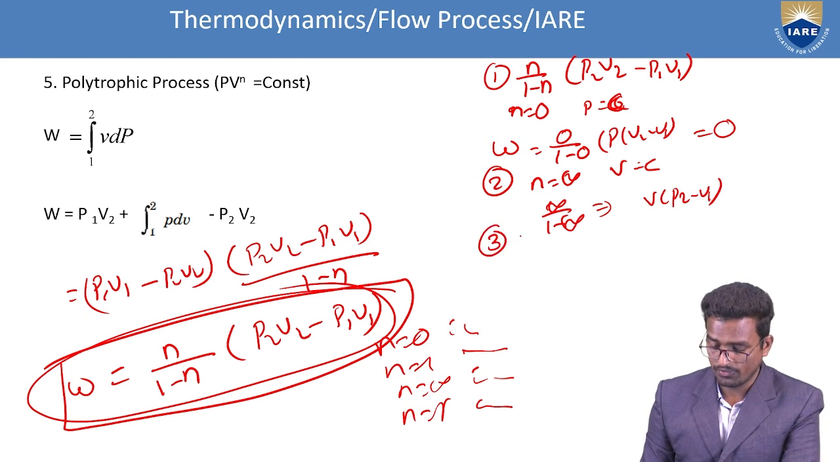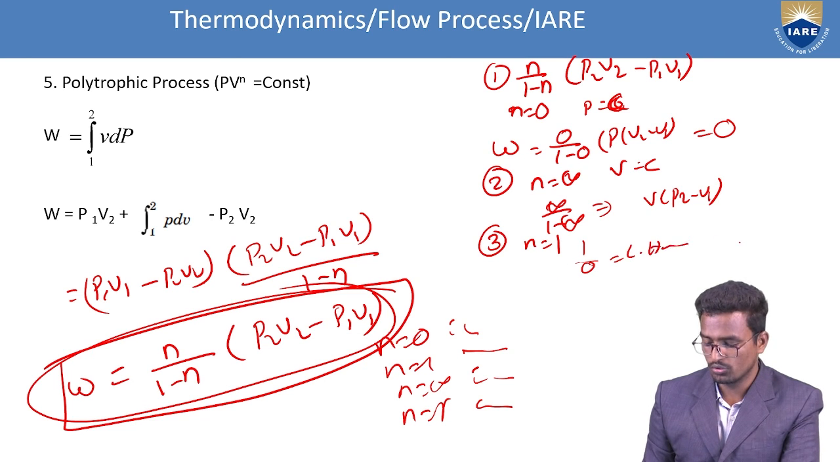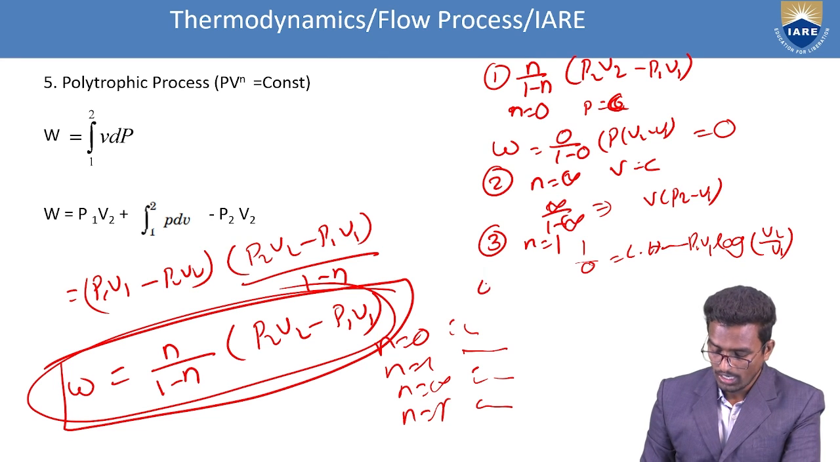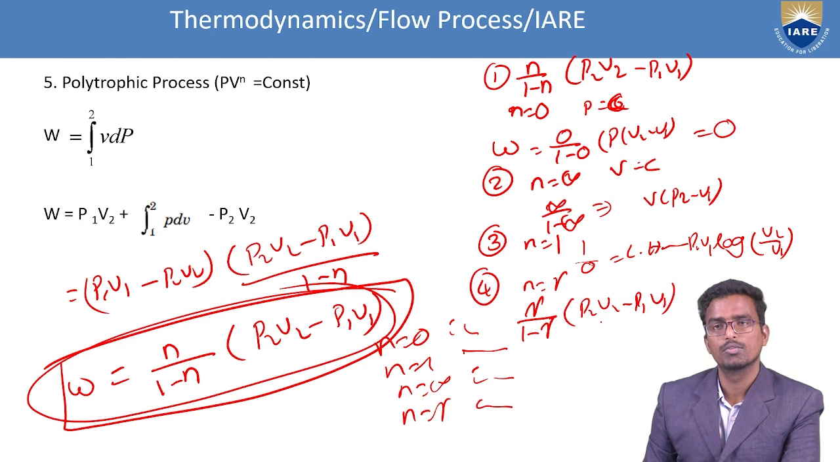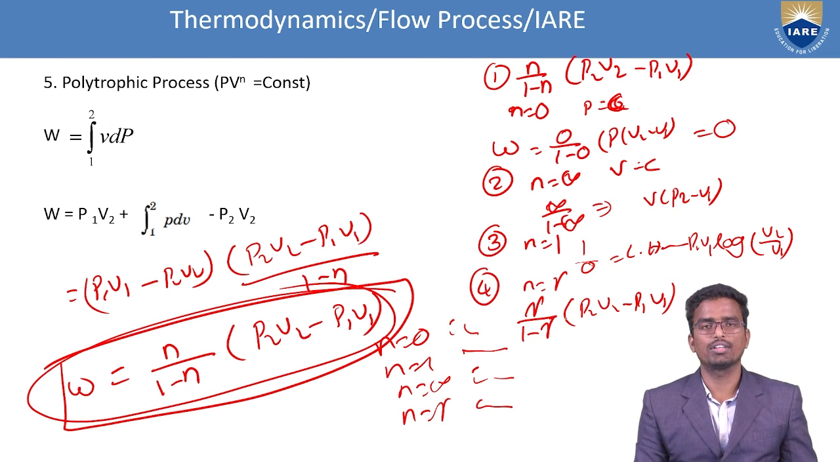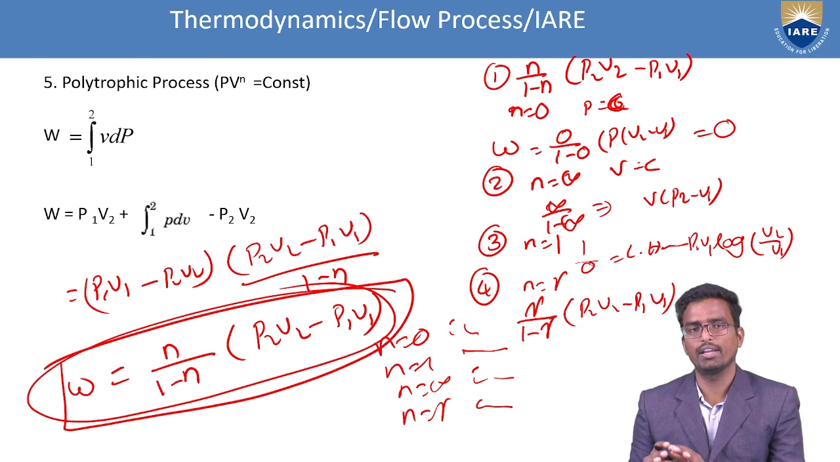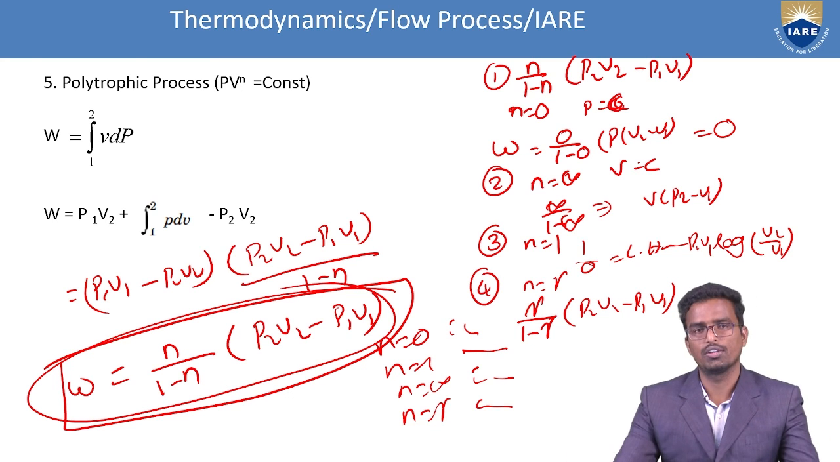Same thing you apply for the isothermal process, n is equal to 1. For n is equal to 1, you get 1 by 0. For this one you do the L'Hospital rule, and you get the value equal to p1 v1 into log of v2 by v1, right? And for the adiabatic process, substitute n is equal to gamma, that is gamma by 1 minus gamma into p2 v2 minus p1 v1. If you know the formula for the polytropic process, just apply the values of n and the pressure volume conditions, then you get the equation.